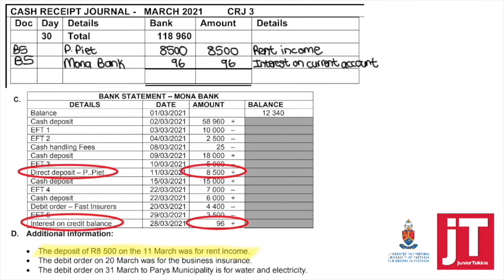So now that we have taken all the transactions which did not appear in our books and updated our cash receipts journal, now we can total. Please do not forget to take the total brought forward: 118,960 plus 8,500 plus the 96. That is a common mistake. We tend to forget the total brought forward.